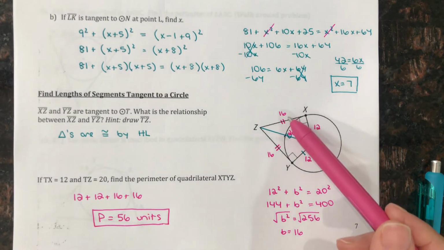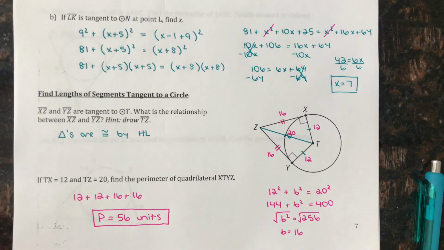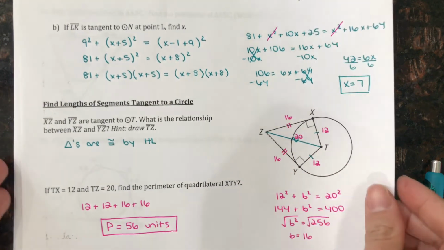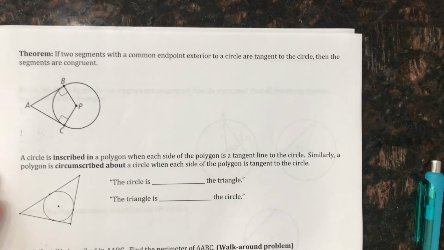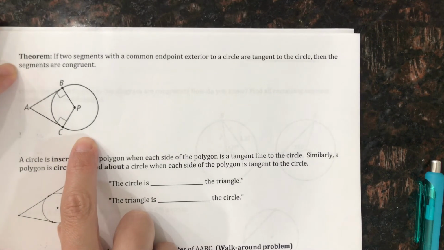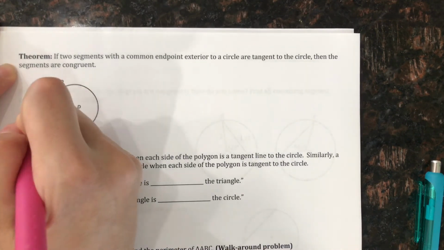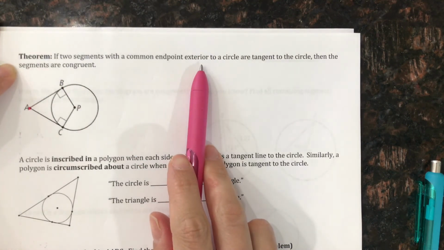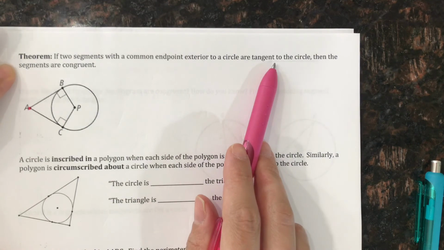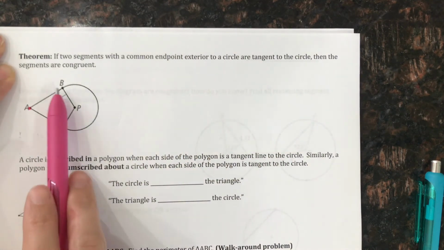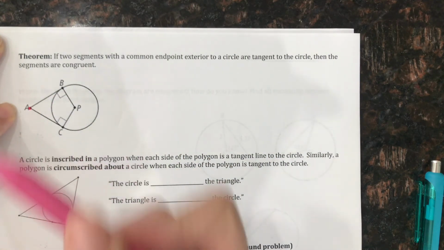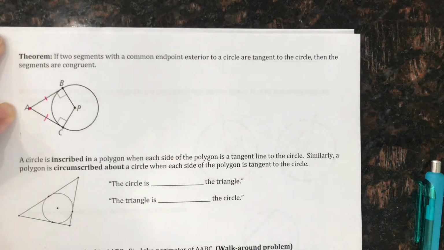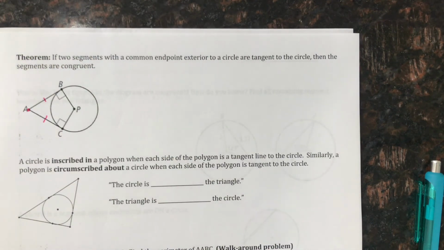Now, the fact that these two segments were congruent to each other leads us to our next theorem. That says, if two segments with a common endpoint, notice that common endpoint A, exterior to a circle, are tangent to the circle, so you'll notice the right angles, that tells us we're tangent, then the segments are congruent. Okay, that is always going to be the case.